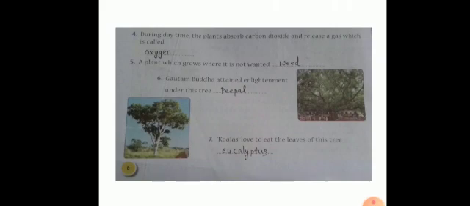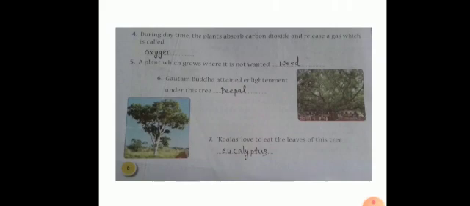Okay. See the sixth one now. Gautam Buddha attained enlightenment under this tree. Now, which tree? Yes, you can see the picture also there. Peepal tree. Enlightenment means the state of having knowledge or understanding, that is, the act of giving someone knowledge or understanding. Understood, children?